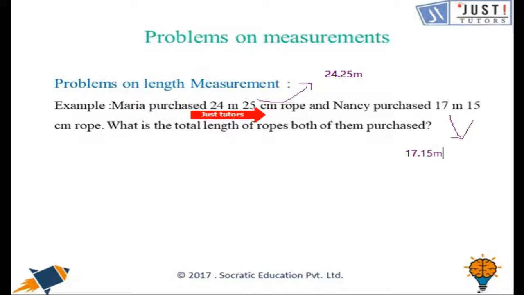So what do we need to do next? We need to work out the total length. And if I talk about total, we are pretty much clear that we need to add these two numbers together. So I'll just write it down there for you. So that's 24.25, and then we are adding 17.15 to that. So take your time and let's add the numbers together.